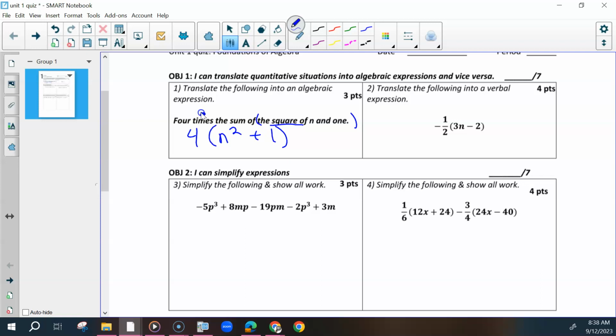Alright, so the 3 points were, did you get each operation correct? The multiplying to the parentheses, the square, and the plus. Some of you switched the n squared and the 1. I accepted that because addition is commutative, but in reality we should be writing it in the order it says. Right, other questions on that one?